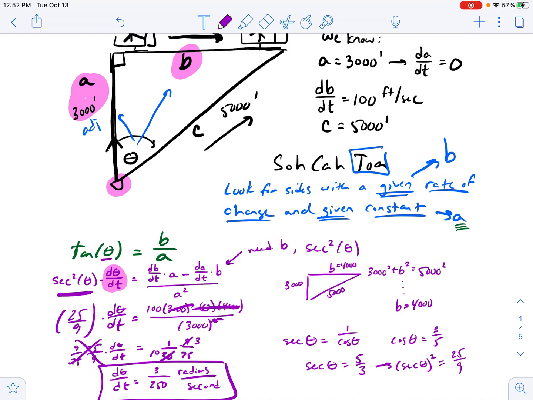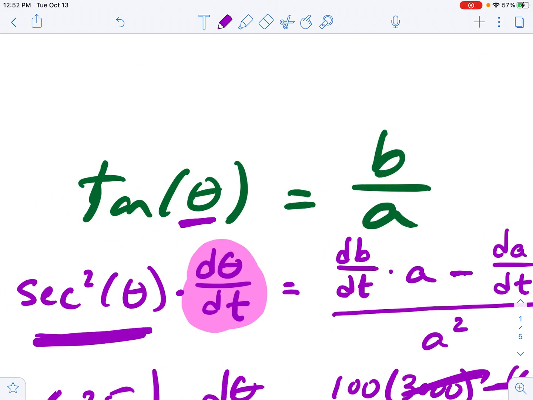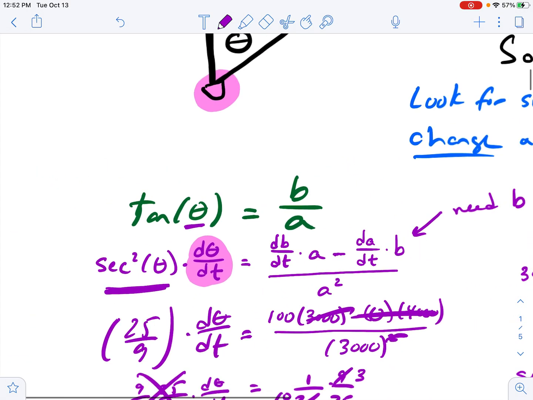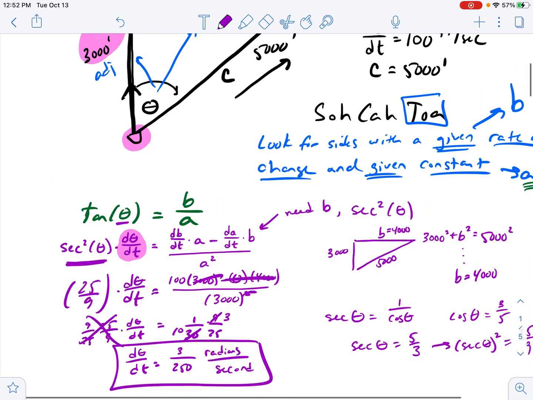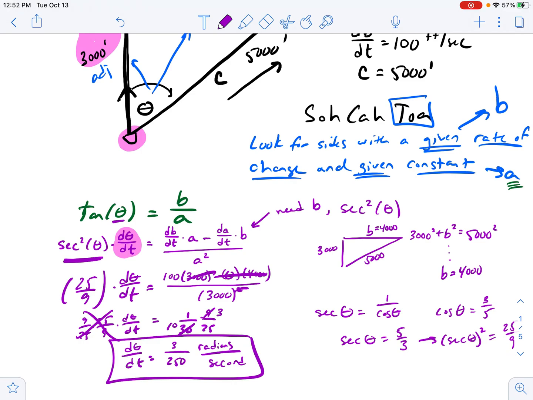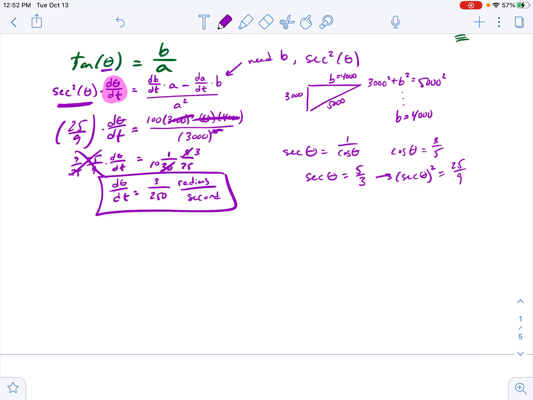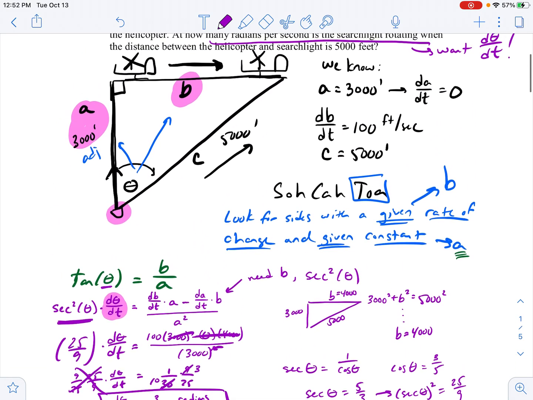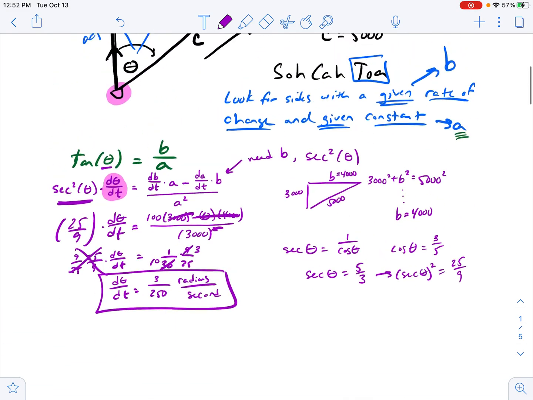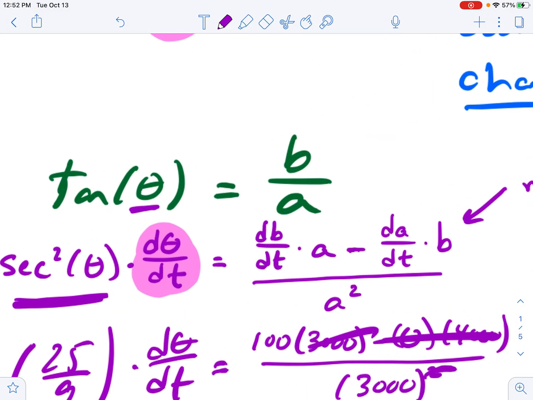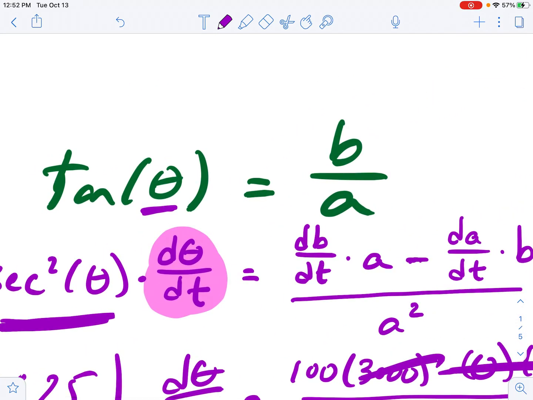Now, this is kind of a long way to do that. We had to recognize the use of the quotient rule because we have quotients within our variables. Now, there's a little trick to these that makes life a little bit easier, and that's taking advantage of sides that are given constants. Okay? So in this problem, side A was a constant 3,000 feet. I've said this in previous lessons, but it's a kind of subtle thing.